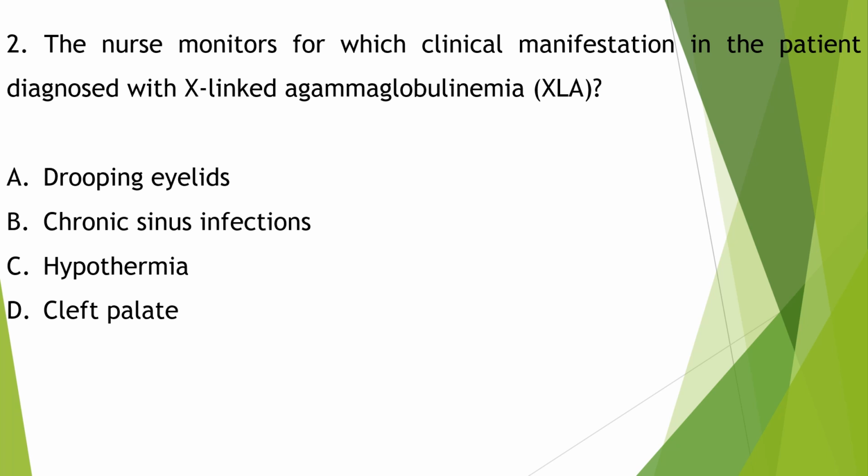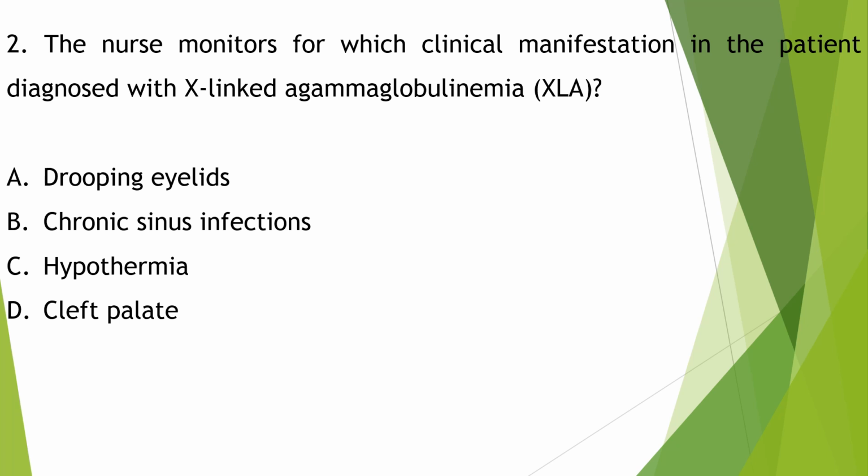This XLA is also known as Bruton's agammaglobulinemia. That is, because of the mutation of the BTK gene, there is a problem. BTK means Bruton's tyrosine kinase. This is a particular thing which is required for the development of B lymphocytes. So the BTK gene has some problem.